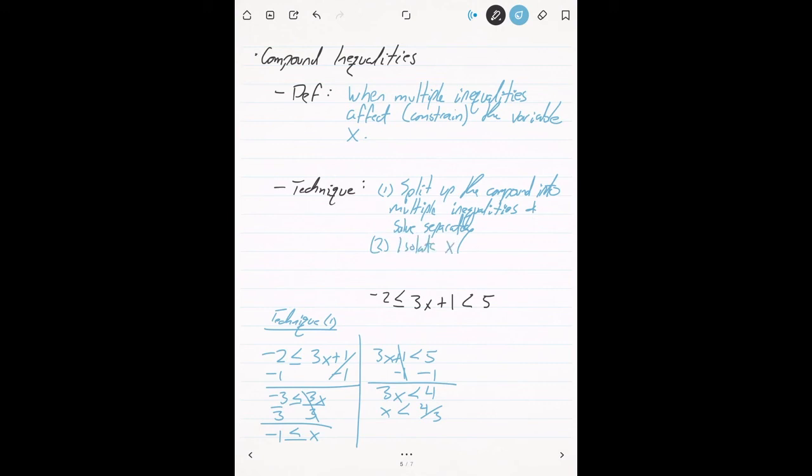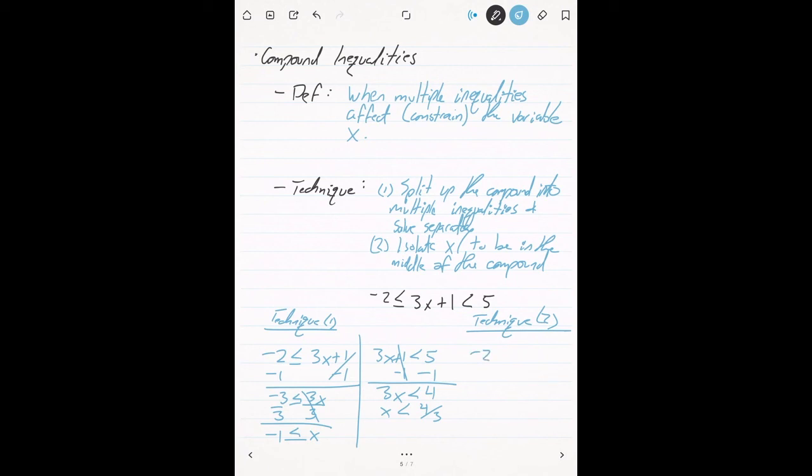Technique 2, we're going to say isolate x to be in the middle of the compound. So you have the compound inequality here. Now, the other technique is to just get x by itself in the middle, and we'll see what we end up with. So here is technique 2.